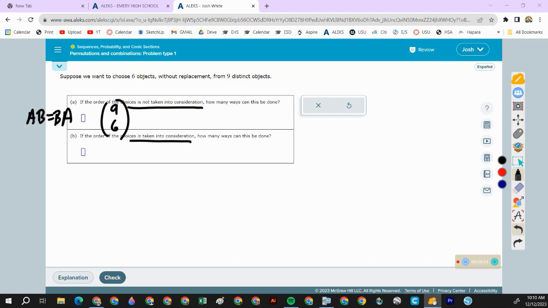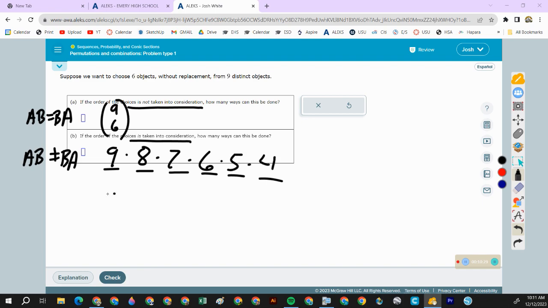If order is taken into consideration, that means AB is not equal to BA. And we have 6 spaces: 9 times 8 times 7 times 6 times 5 times 4. Or I could do 9P6.